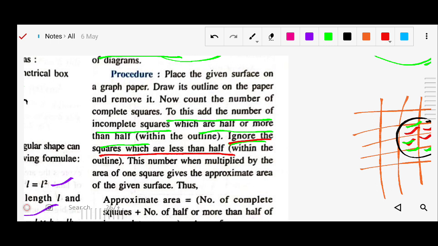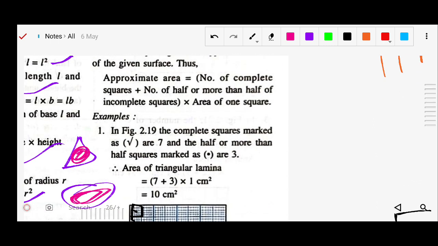Okay, so then how to find the area? To find the approximate area: number of complete squares plus number of half or more than half incomplete squares, into the area of one square, which is 1 centimeter square, that one box.